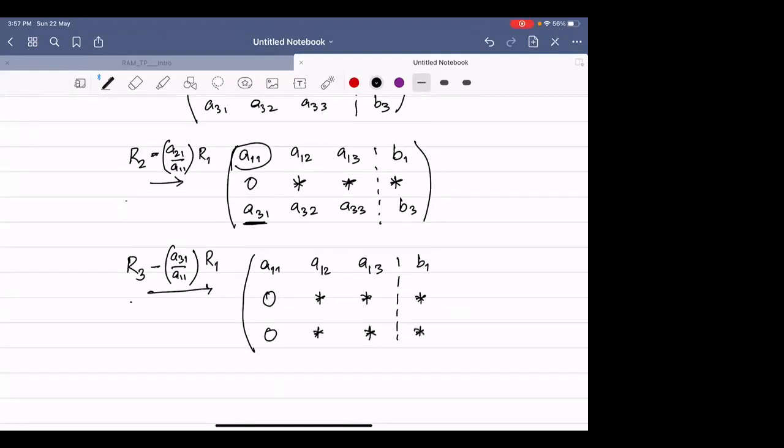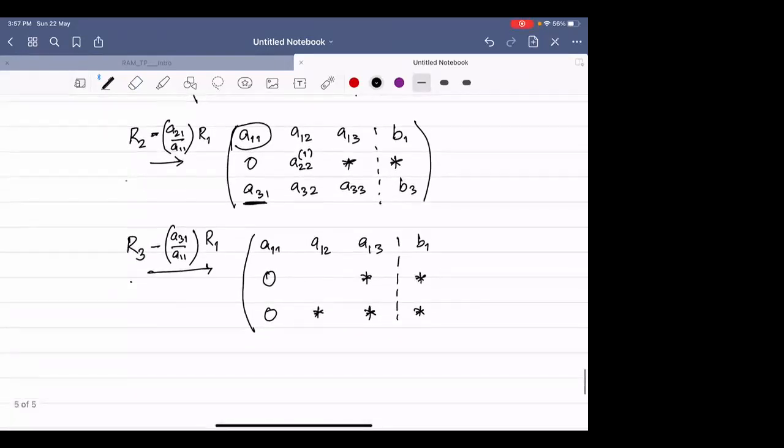Now, when I'm dealing with the second column, I actually need a name for this element, because this is the pivot. So now I'll give it a name. Let's give it the name A22 superscript 1, because that was at the end of the first step of the algorithm. So this is my A22 superscript 1, and this at the end of this process is some A32 superscript 1.